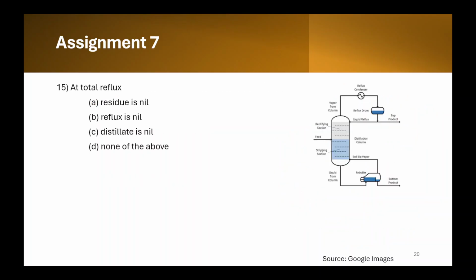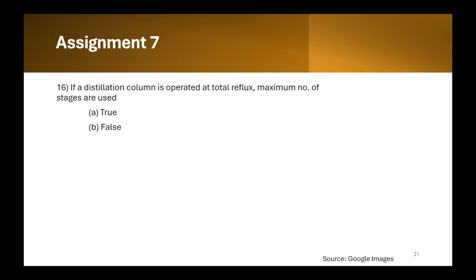Next question, at total reflux. So reflux is basically some liquid being given back to the distillation column, and this is the distillate. So reflux ratio is basically L by D. So at total reflux, you are not giving any distillate out. So reflux ratio is basically infinity because distillate is zero. So distillate is nil, and then the reflux ratio will be basically infinity.